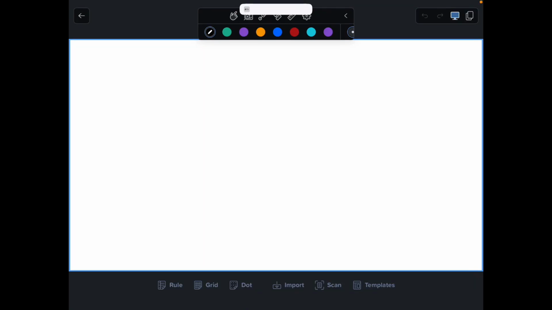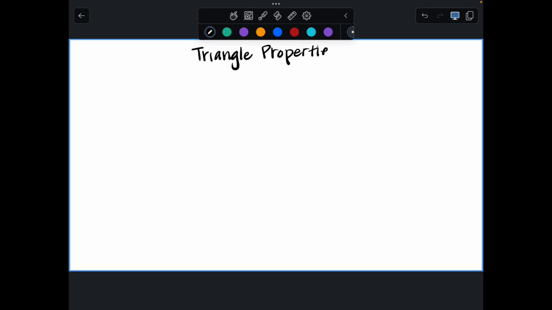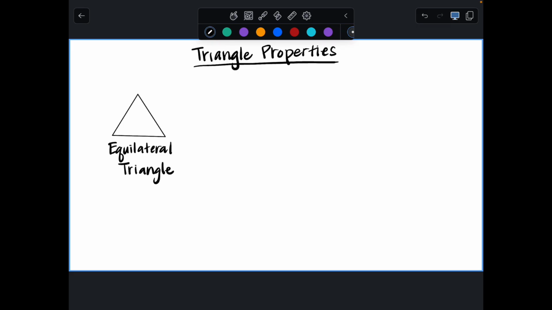We're going to talk about some triangle theorems. First, let's talk about three different types of triangles. First, an equilateral triangle.